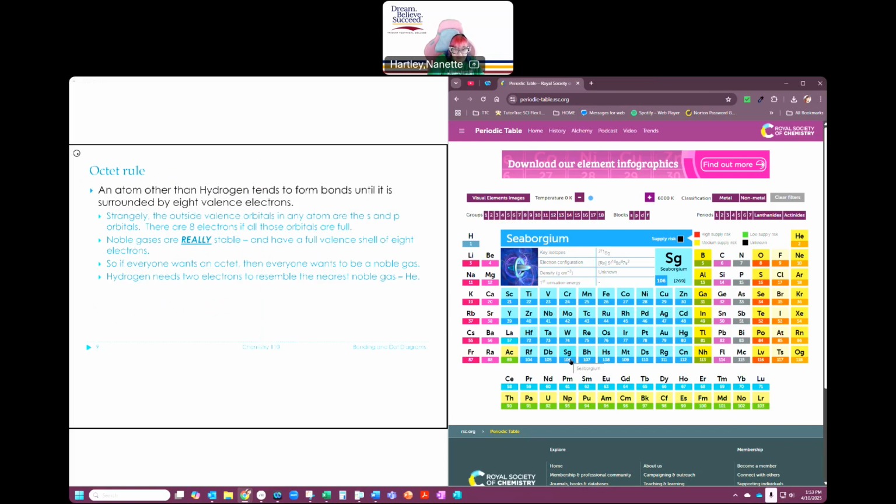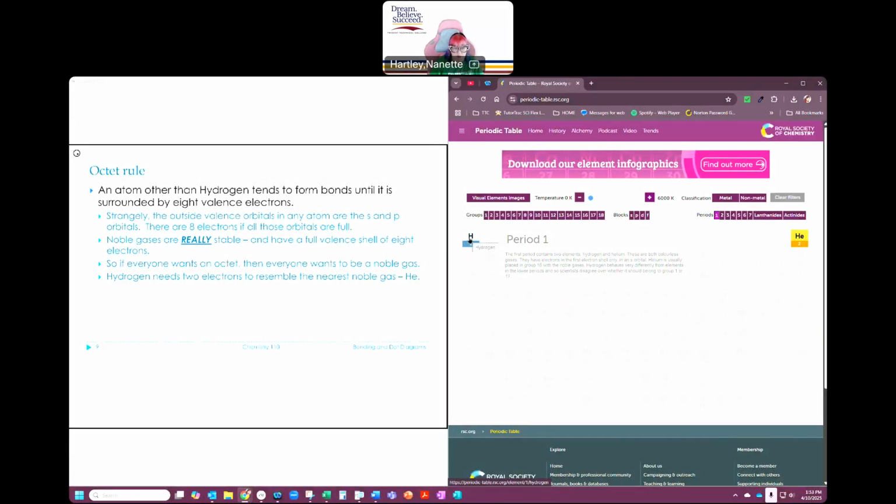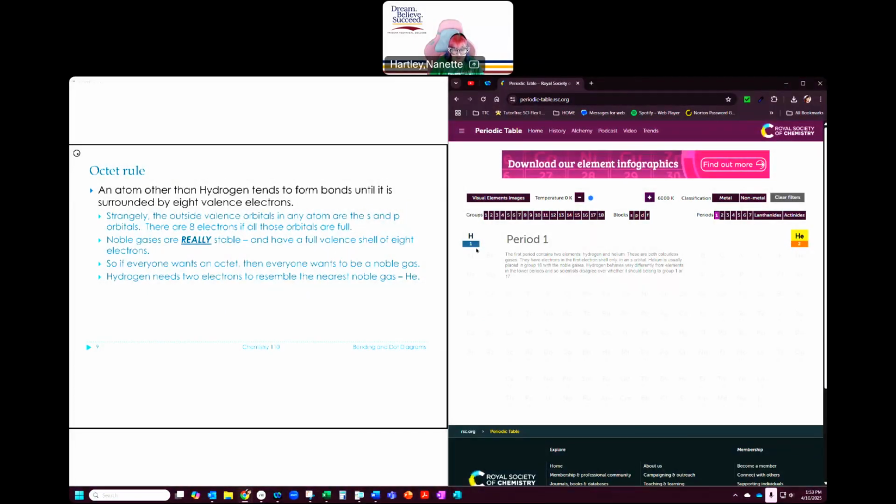Now, not everything can get to an octet. The guys in this first row, they're not able to do that because they don't have space for it. They only have the ability to have 2 electrons. So they're looking for what we call a stable duet. They want to be like their nearest noble gas, which is helium. They only need 2 electrons. So that's a slightly different scenario.